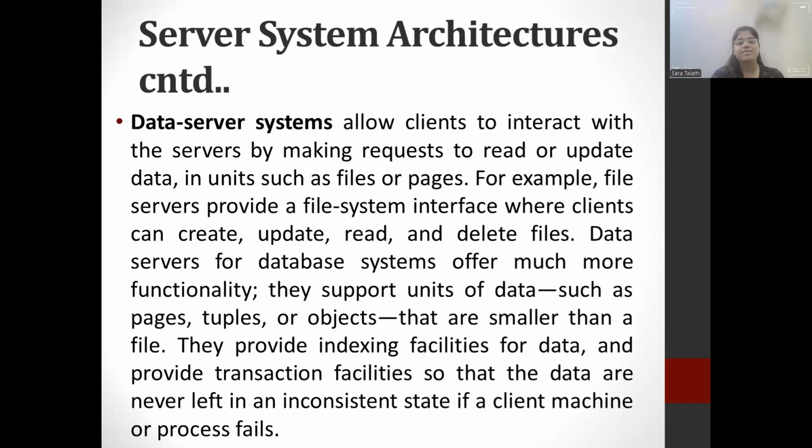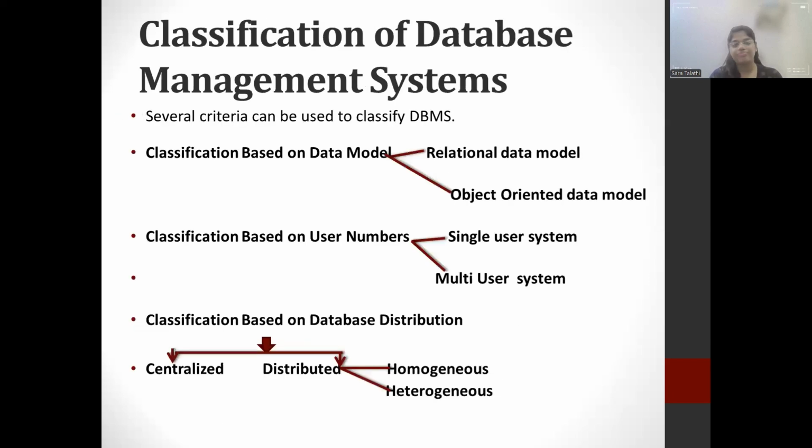The next server system architecture is the data server system, which allows the client to interact with many different servers by making requests to read or update the data. This system is also essential, having the functions of fundamental levels. They support critical operations such as data retrieval, entry, and indexing, offering a way for clients to interact deeply with the database structure around the user defined requirements.